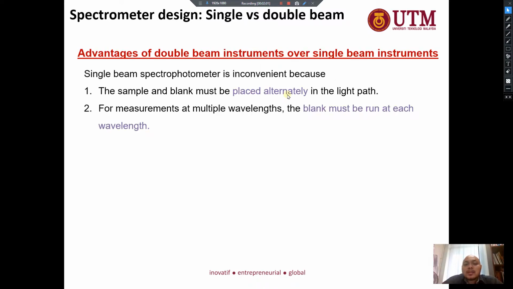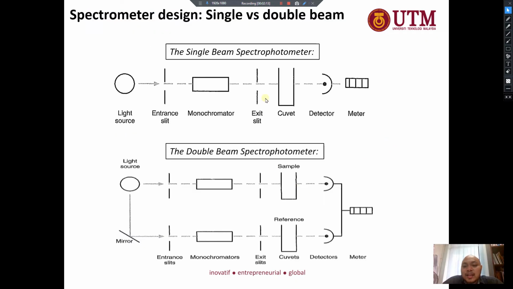So it will take some time. For the measurement at multiple wavelengths, the blank must be run at each wavelength. So remember, if currently you want to analyze at 300 and after this you want to analyze at 400, every time you change your wavelength, you need to run the blank and then run the sample. For example, at 250, first you run the blank at 250 and then you place your sample at 250. So it will take a lot of time, it will take a lot of energy.